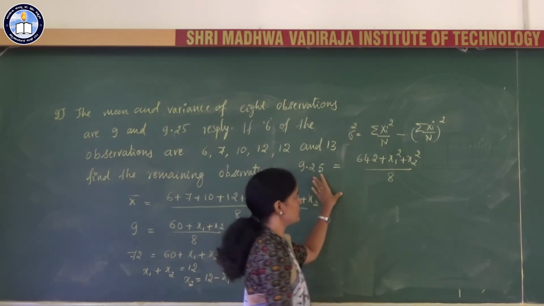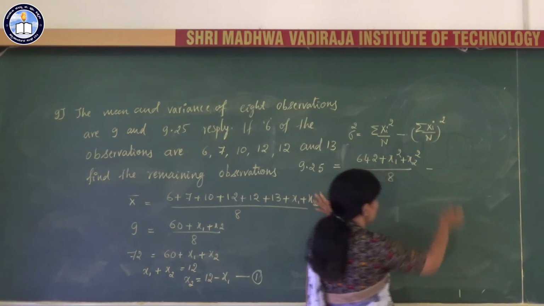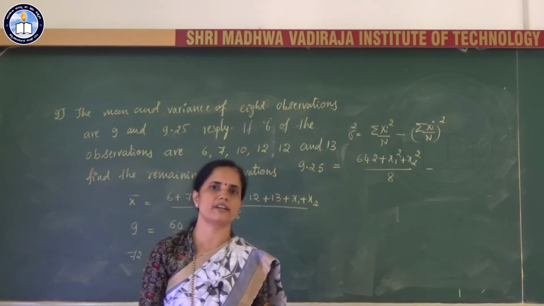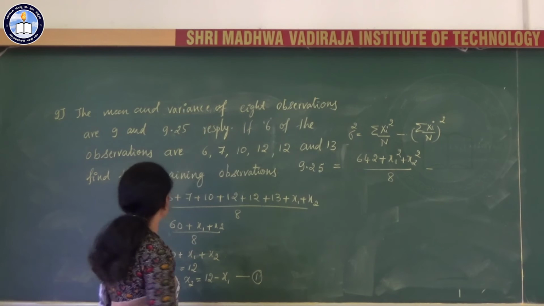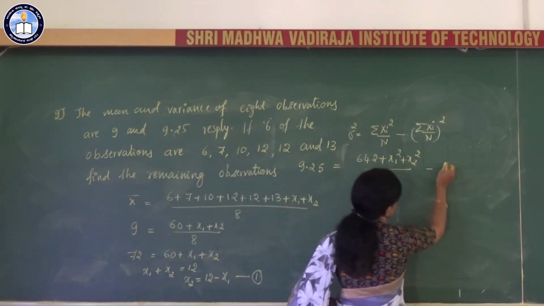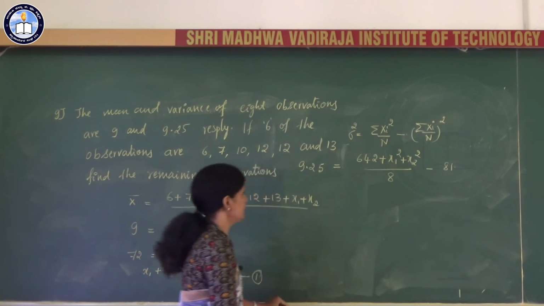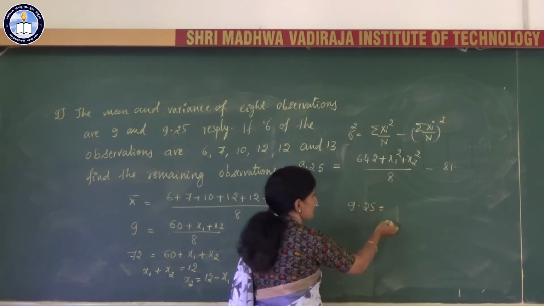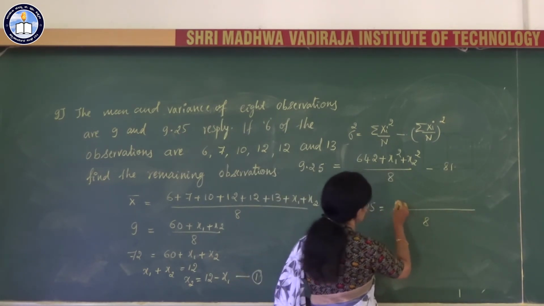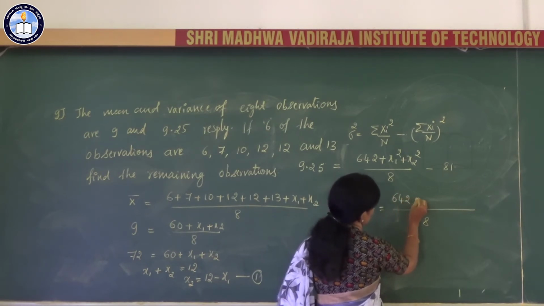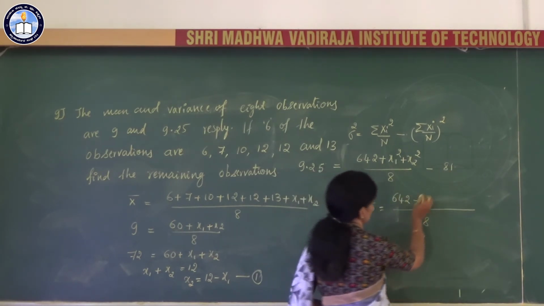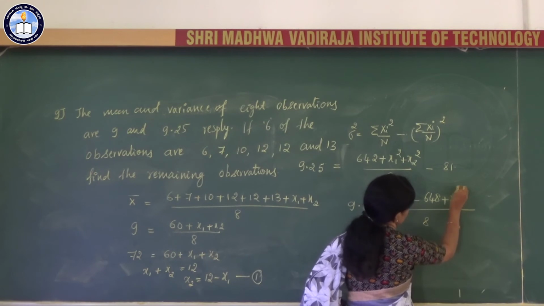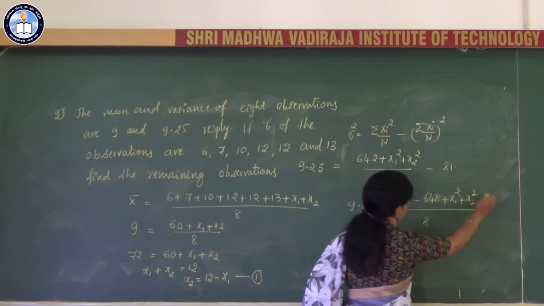I will take it here: 9.25 minus, what is this? This is the mean, is it not? Sigma xi divided by n means the sum of the scores divided by the number of scores, that is equal to the mean. Mean is given as 9. 9 square is equal to 81. So now I will take the LCM first. 9.25 is equal to, taking the LCM here, 642 minus, I will take it here, 648 plus x1 square plus x2 square.